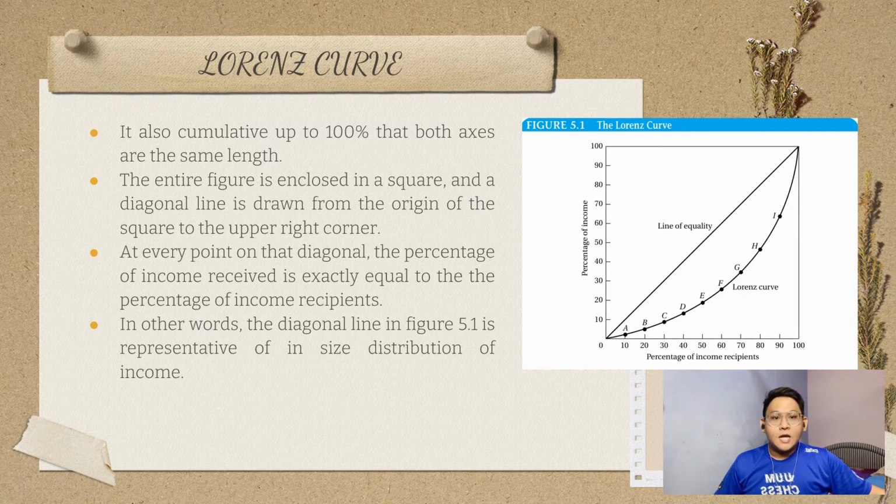Both axes are the same length. The entire figure is enclosed in a square, and a diagonal line is drawn from the origin of the square to the upper right corner. At every point on the diagonal, the percentage of income received is exactly equal to the percentage of income recipients. In other words, the diagonal line in figure 5.1 is representative of perfect equality in the size distribution of income.